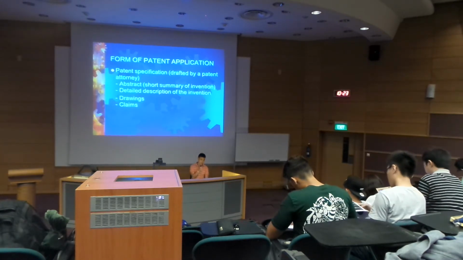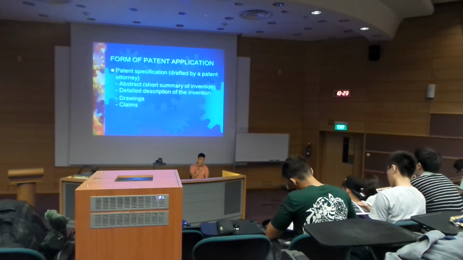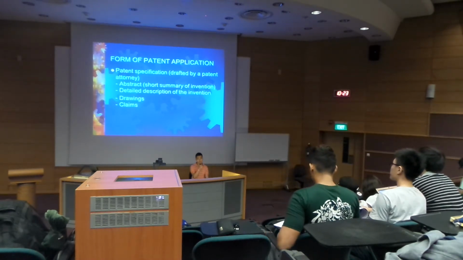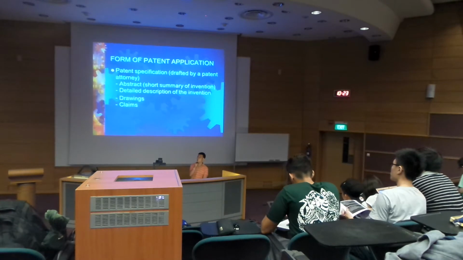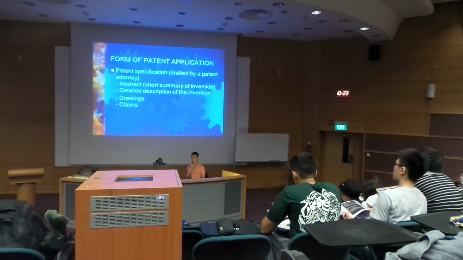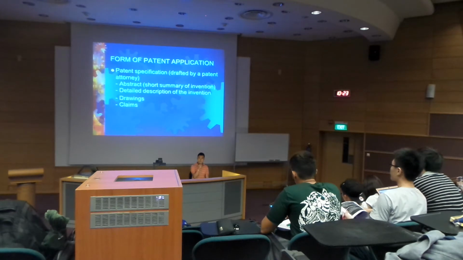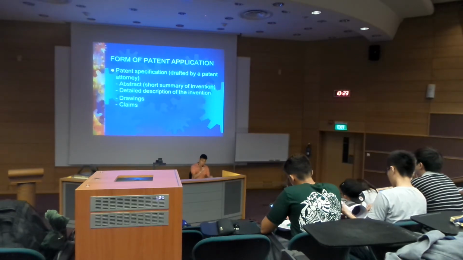Alright? Abstract, description, drawings, and claims. Abstract is the short summary of the invention. Description and drawings are meant to complement each other. And then what comes later on, which is the most important part of the patent, is the claims section. The claims is the legal definition of the boundaries of the protection that you seek.